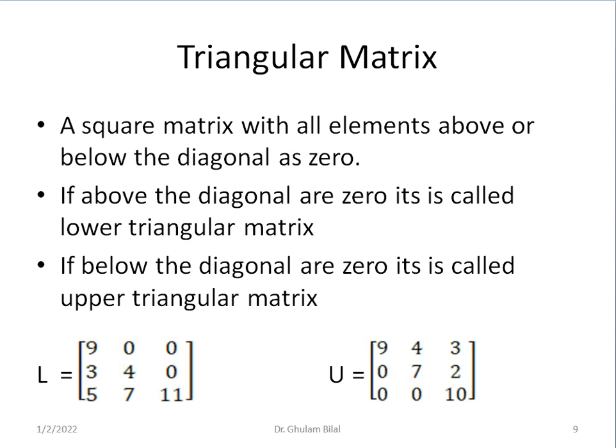A triangular matrix is a square matrix with all elements above or below the diagonal as 0. So if elements above the diagonal are 0, it is called lower triangular. If elements below the diagonal are 0, it is called upper triangular. We have L matrix, which is lower triangular matrix. Everything above diagonal is 0. Similarly, U is upper triangular matrix. Everything below diagonal is 0.